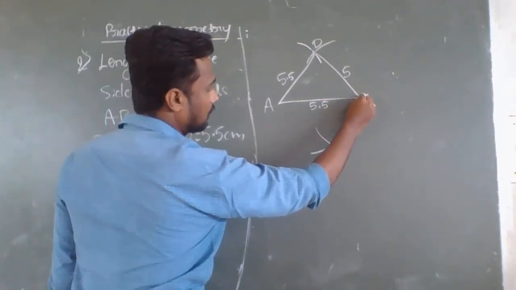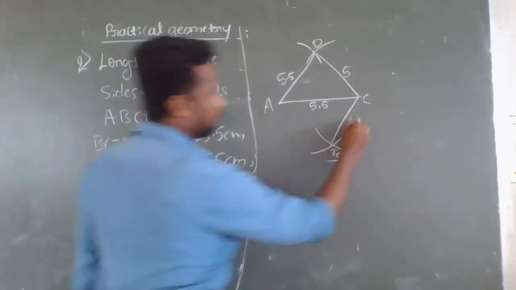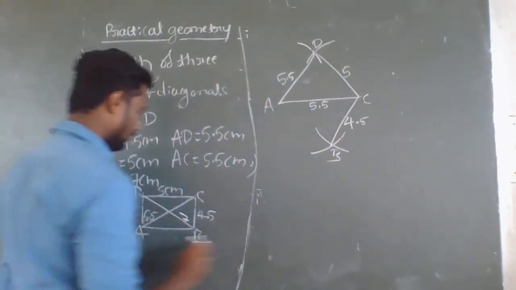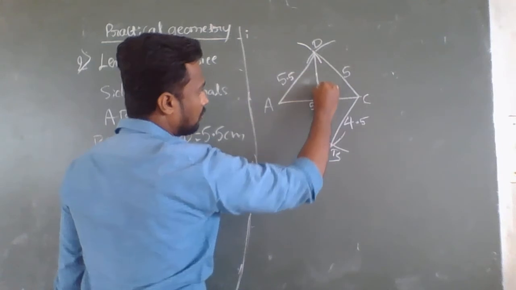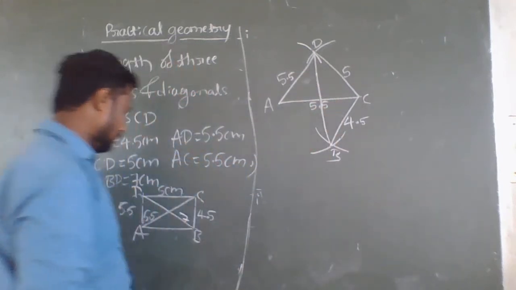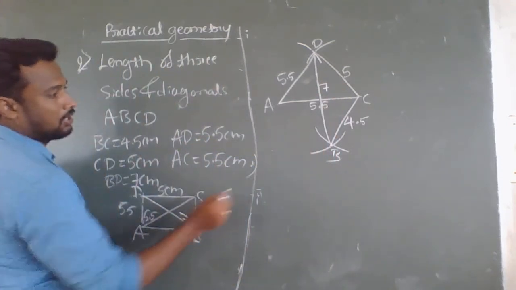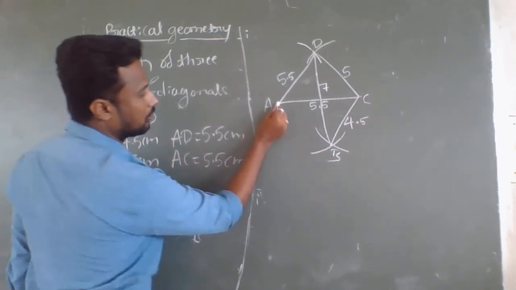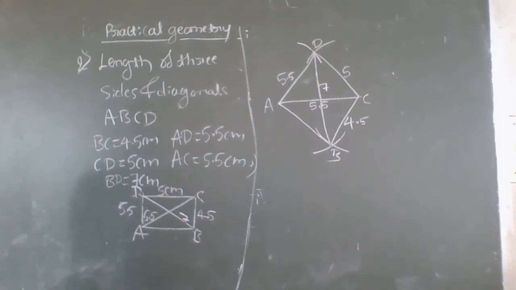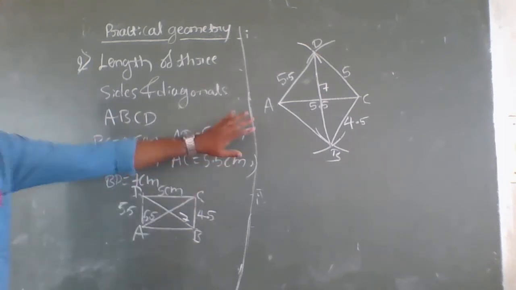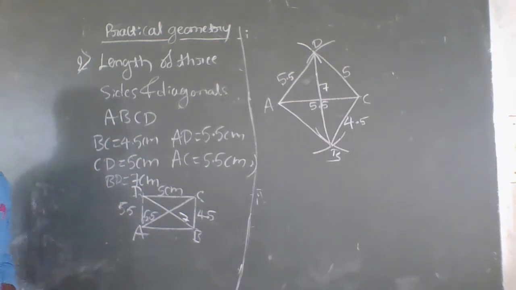So now I will join C to B, which is 4.5 centimeter, and D to B, which is 7 centimeter. They have not given the length of AB, but I will join these 2 points A and B. So this is how to construct a quadrilateral when 3 sides and diagonals are given.